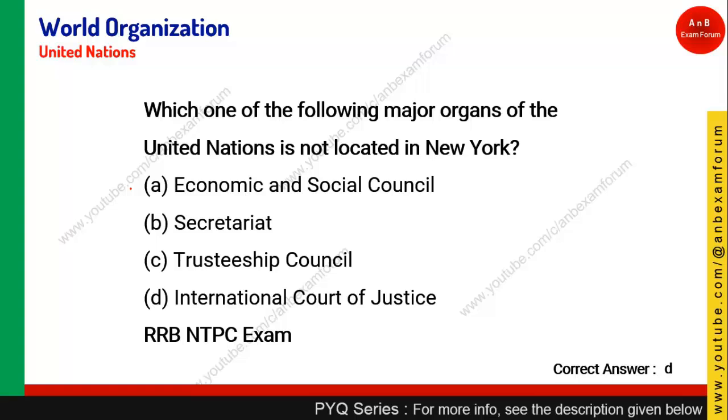So let's see what the answer is. Which major organ of the United Nations is not located in New York? You should be able to answer this question now. It is the International Court of Justice. It is in The Hague, Netherlands. So option D is the right answer.